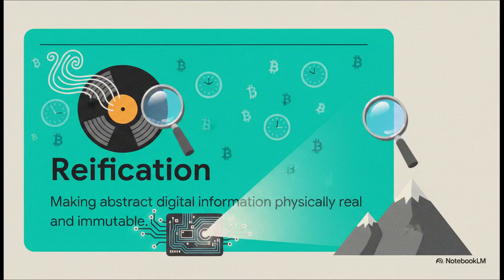To truly understand what's happening here, we need to look at this concept called reification. Now, I know it sounds like a super complex philosophical term, but it really just means making an abstract concept physically real and immutable. Think about taking the abstract concept of a melody playing in a musician's head and pressing it into the physical grooves of a vinyl record. That is reification. By fusing digital information with physical energy and a strict arrow of time, the network gives mere data the unchangeable permanence of a physical object. You can't easily change a mountain, and you absolutely cannot change this ledger.